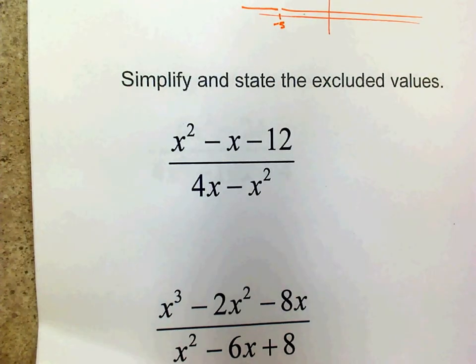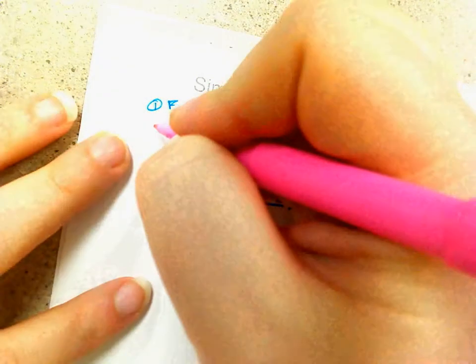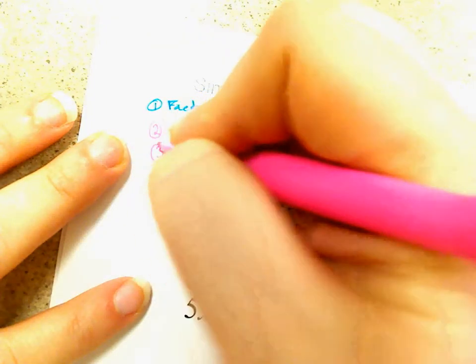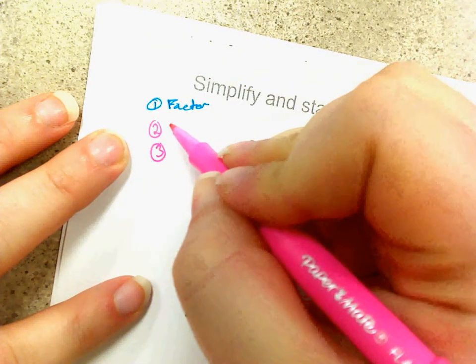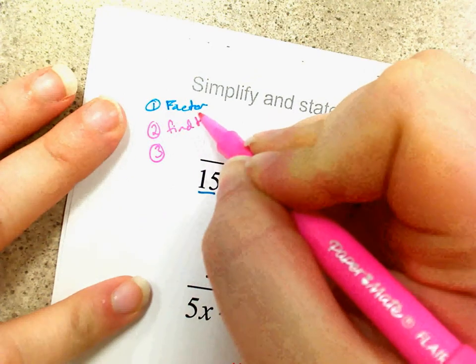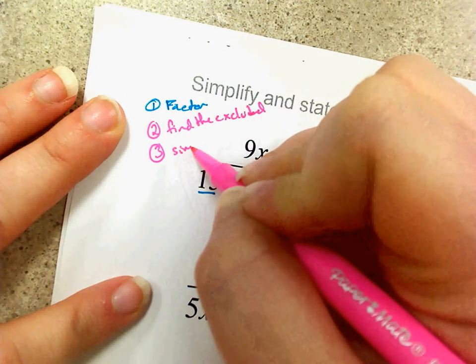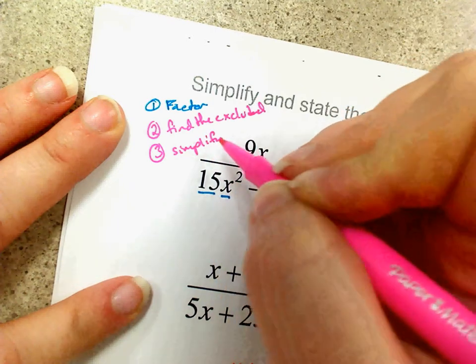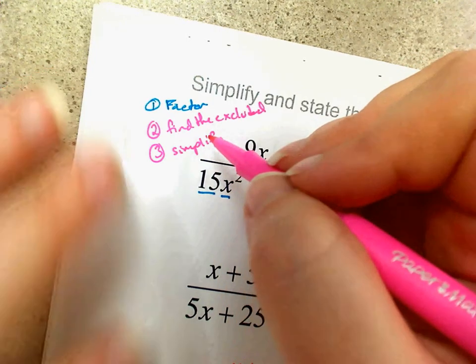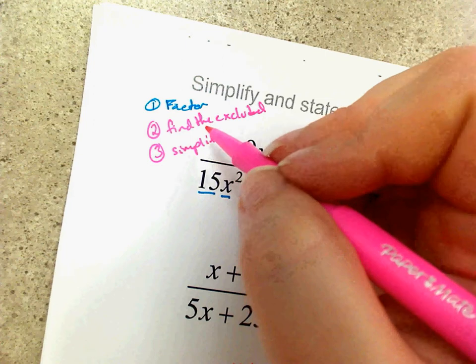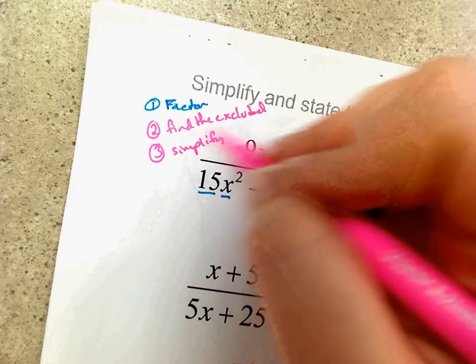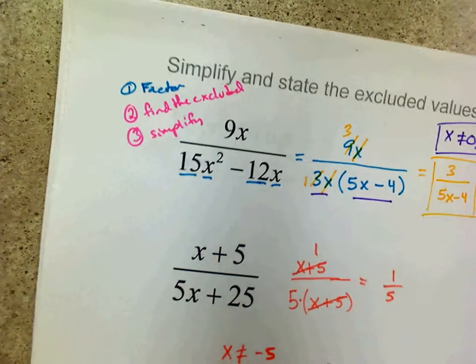On this one, again, I said the first thing you want to do is factor. Now, I kind of didn't finish my numbering, but 2 and 3 are kind of interchangeable. You can either find the excluded values and then simplify, or you can simplify and find the excluded values. The only issue I have with simplifying first and then finding the excluded values is that you might forget to think about the original factored form, and you need to whenever you find the excluded values.